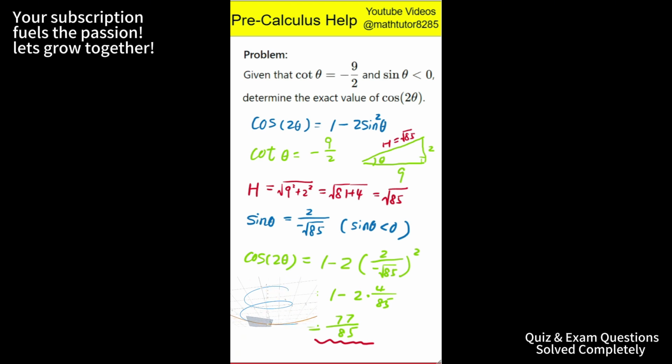When you're given a trig ratio and a condition like sine being negative, first build a triangle to find all the sides. Then use identities carefully and always check the sign using quadrant rules. That's it for this question solving.